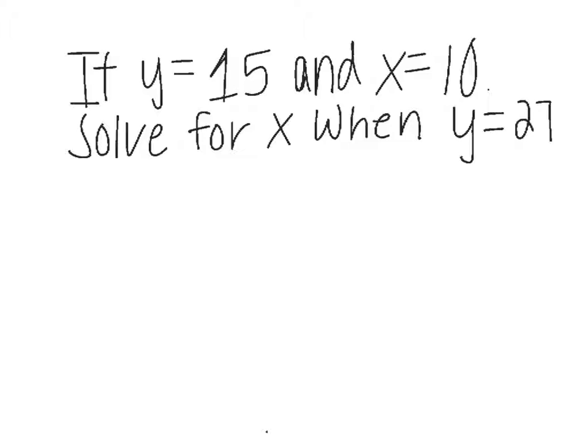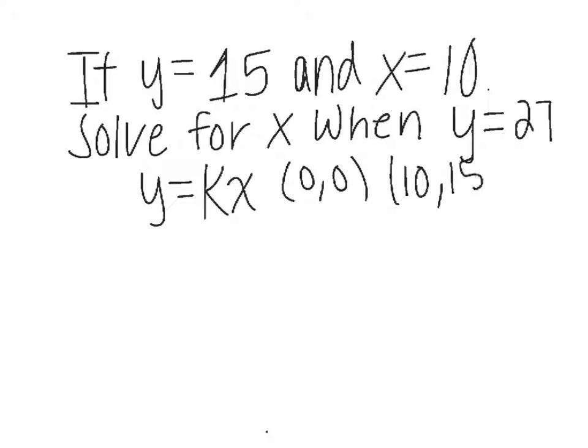So we've got two ways to solve this, or to find our k value, because we know direct variation equations are y equals k times x, and k is our constant of variation. We know that all direct variation equations go through the origin, so we'll just put our first point as 0, 0, and our second point as 10, 15.